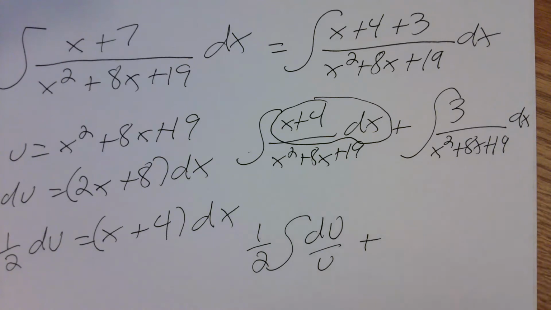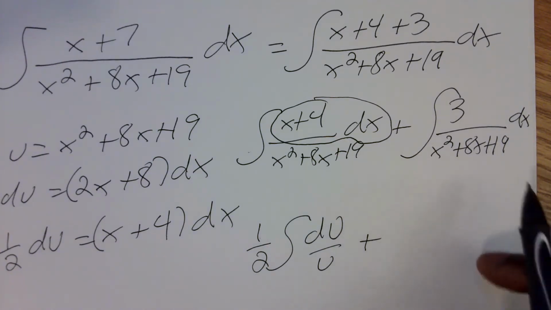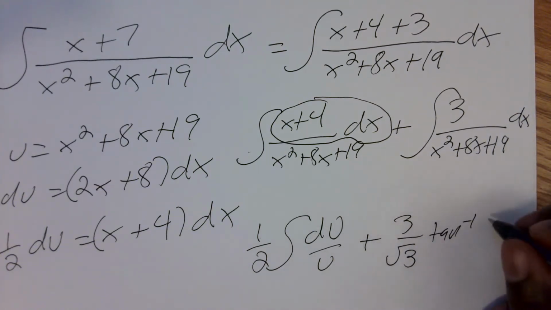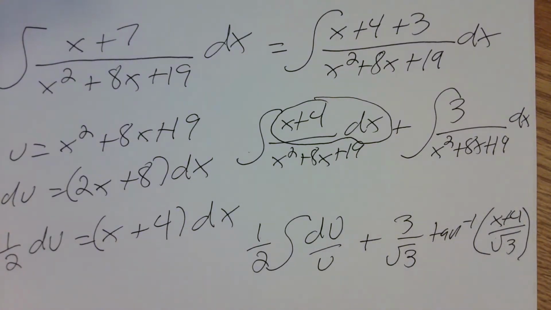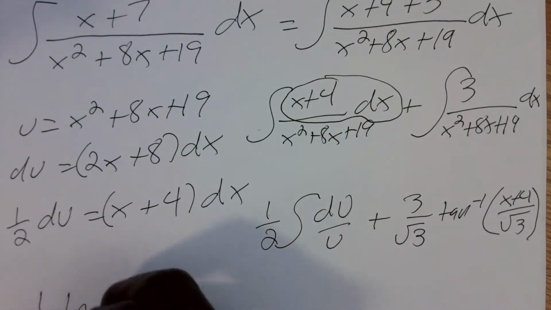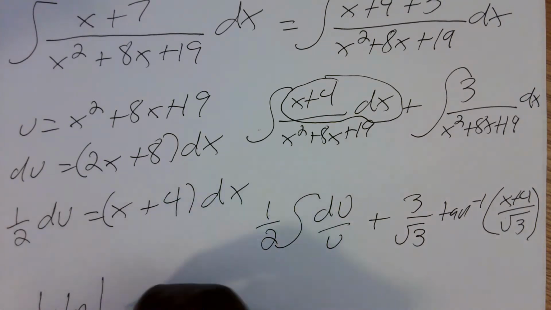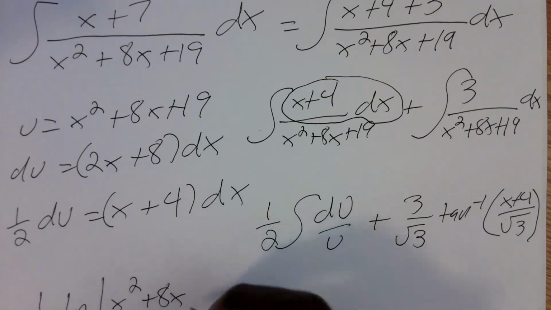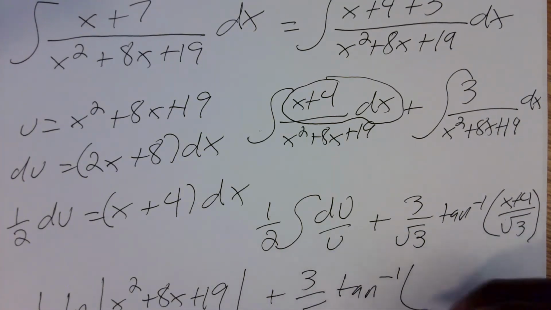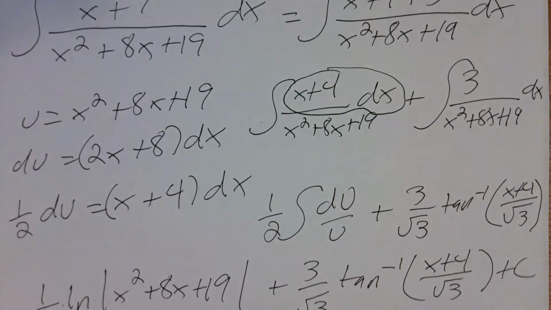And this guy, if you just recall what we did in the previous example, what was the square root of 3? So this is 3 over the square root of 3 arctan of (x plus 4) over the square root of 3, plus some constant. And of course, 1/2 du is 1/2 ln u. Well, what's u? u is x squared plus 8x plus 19. And then, of course, that's plus 3 over the square root of 3 arctan of (x plus 4) over the square root of 3, plus some constant.